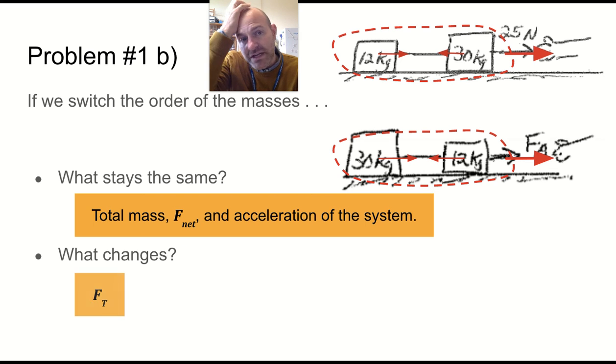What changes? Well, the internal tension force is different, which means that the force of tension that we would measure if we were to put it in a spring scale would be different. And this is because the trailing mass doesn't need as much tension in the first example as it does in the second, because its mass is different.